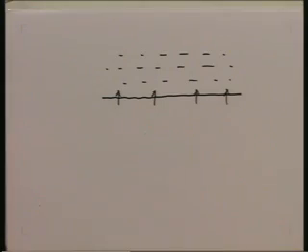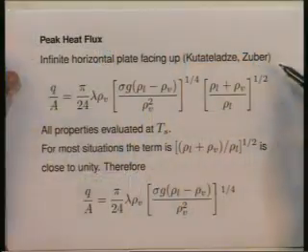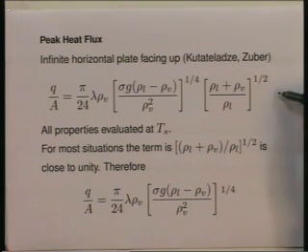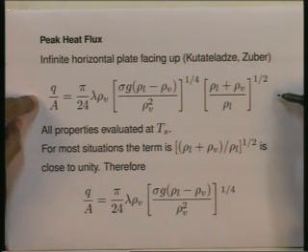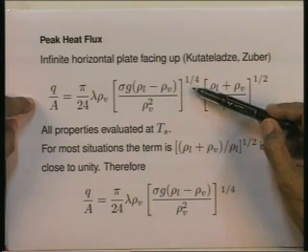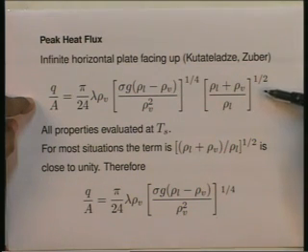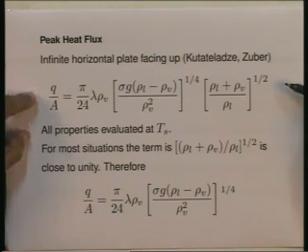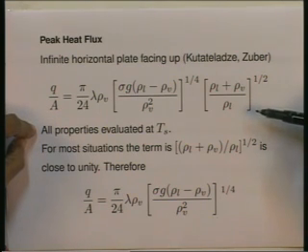Based on a hydrodynamic stability analysis, Kutateladze and Zuber derived an expression for the peak heat flux for an infinite horizontal plate, which is of this form: Q by A critical is equal to pi upon 24 lambda rho v multiplied by [sigma g (rho L minus rho v) upon rho v squared] to the power of 1 by 4 multiplied by [(rho L plus rho v) upon rho L] to the power of half. It is a classical expression derived based on hydrodynamic stability considerations. All properties are evaluated at the saturation temperature T s of the pool.